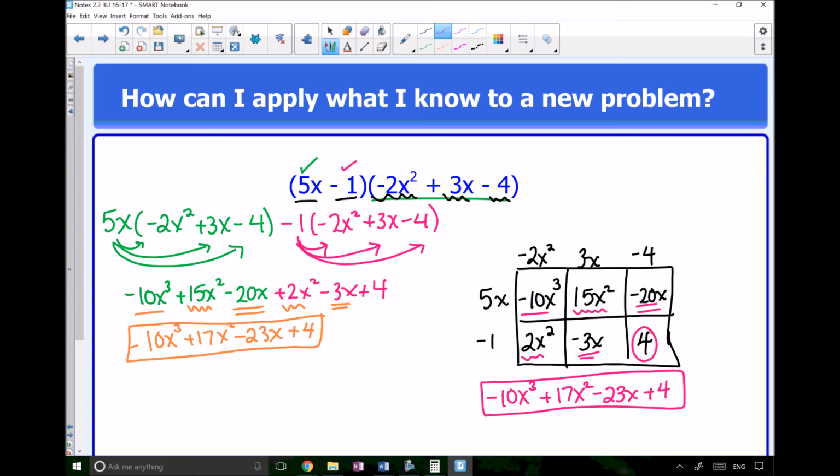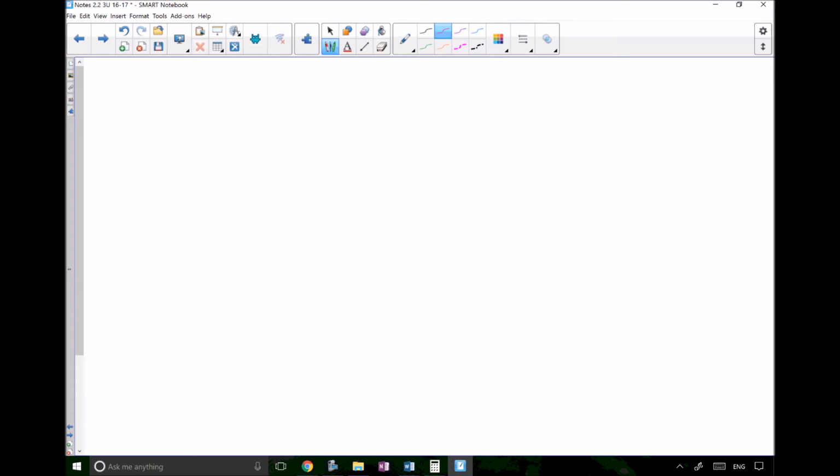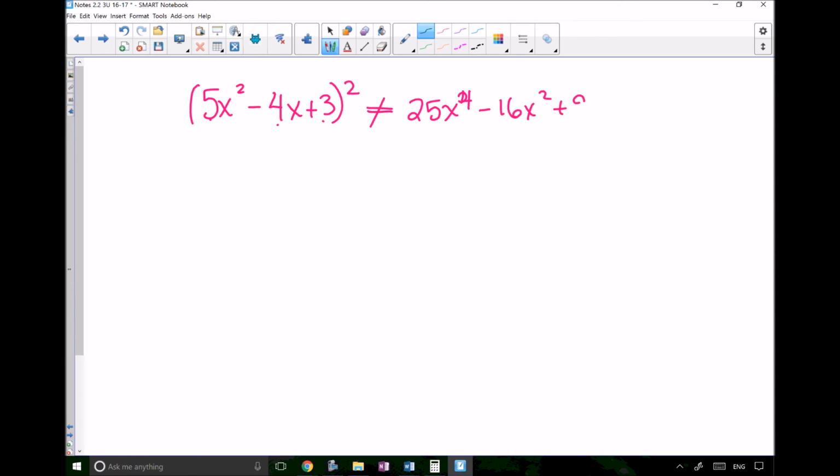Here's a second way that we can do our multiplication of our polynomials. All right, I would like to take up one last question with you guys, and then we will be done. So if I asked you to figure out what 5x squared minus 4x plus 3 is when I square it, please make sure that you do not tell me that the answer is just all of these terms inside of here squared. So it's not 25x to the power of 4 minus 16x squared plus 9. That's totally incorrect. We'll never get that as our answer.